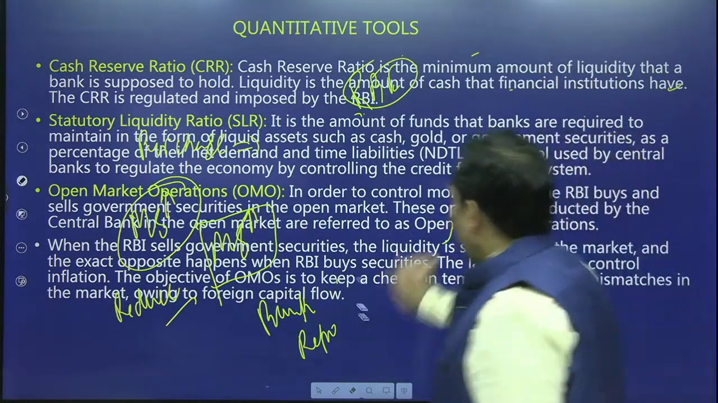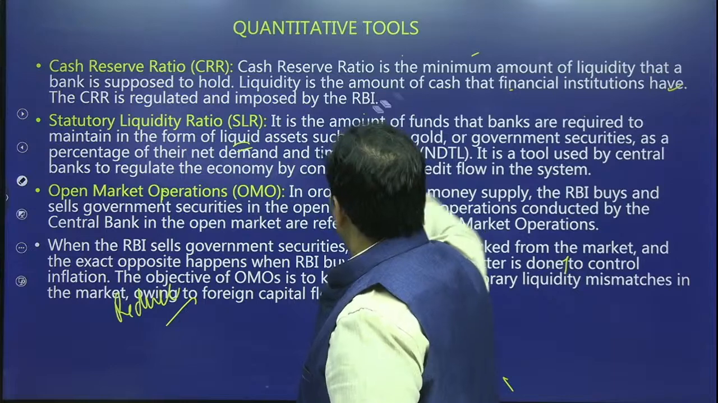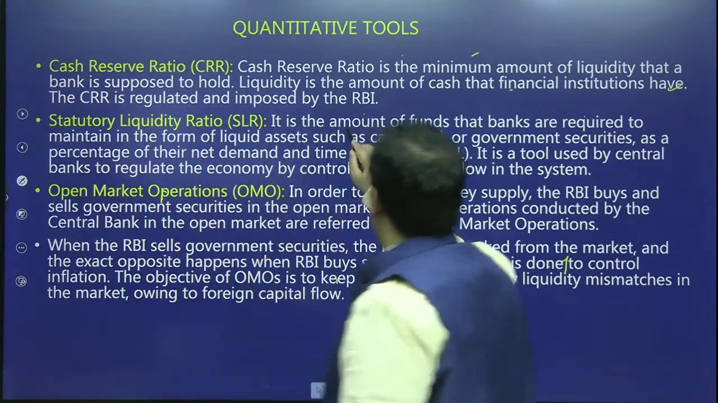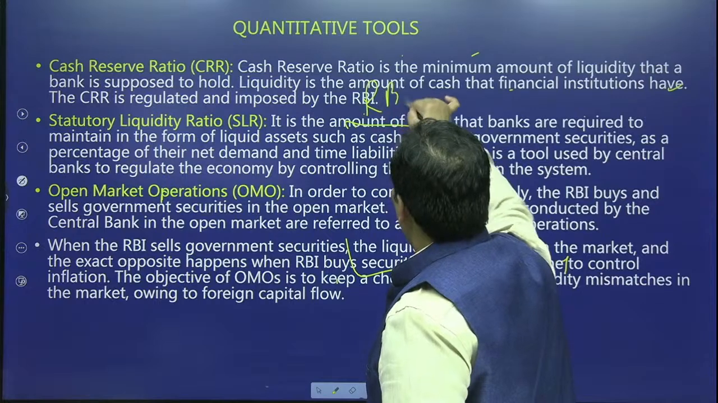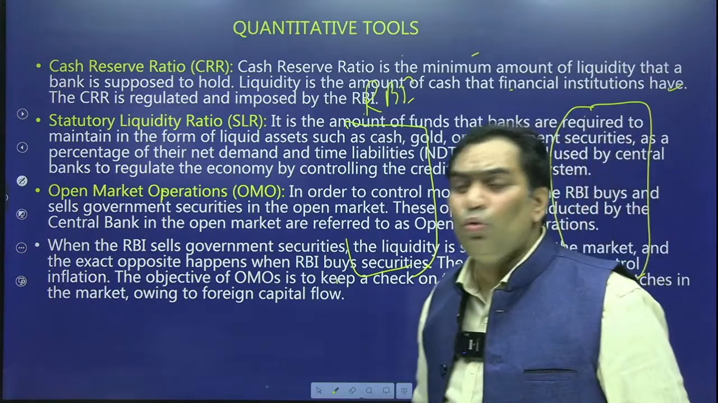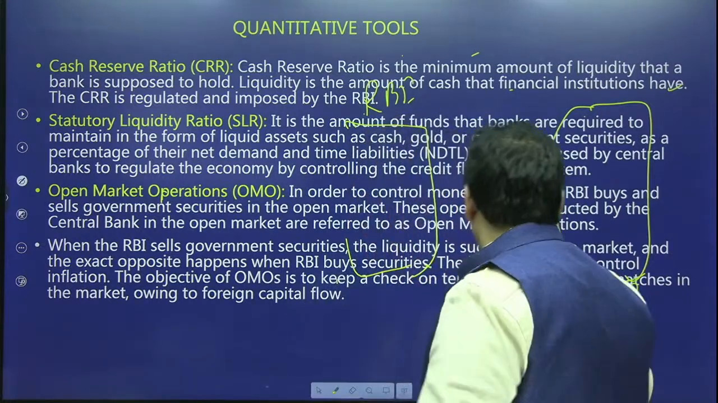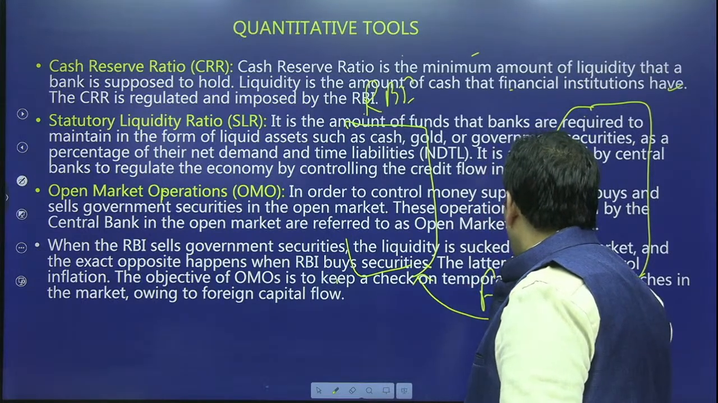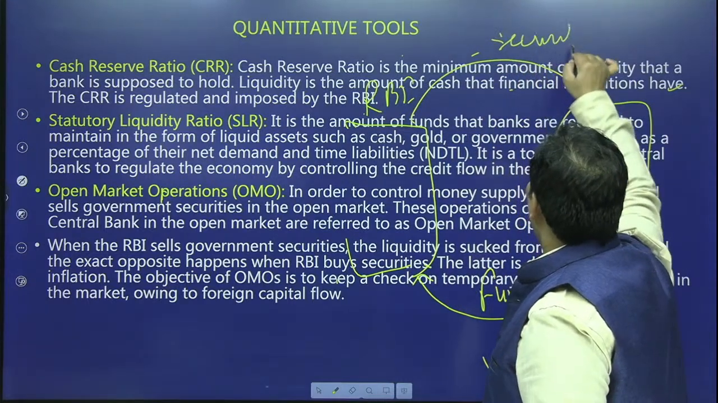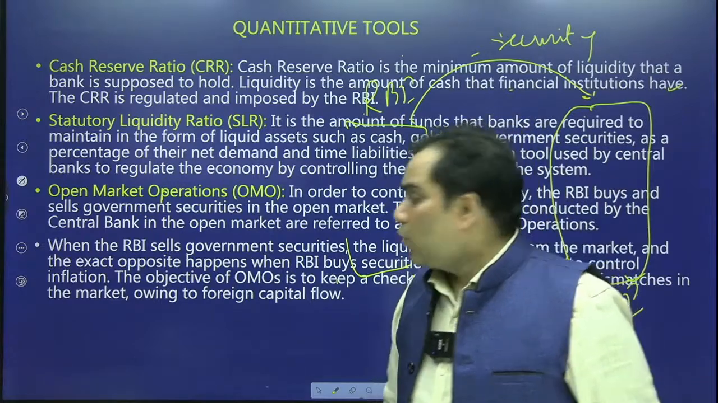If RBI wants to reduce the money supply, again, this is RBI and this is SBI. Now RBI wants to reduce the money supply. So in order to reduce the money supply, funds should transfer from SBI to RBI. So funds will transfer from SBI to RBI and security will transfer from RBI to SBI.